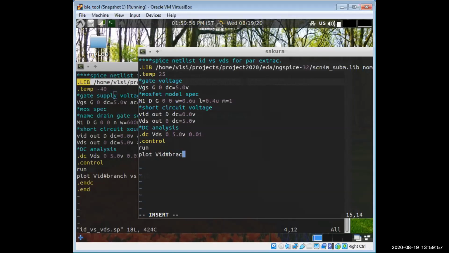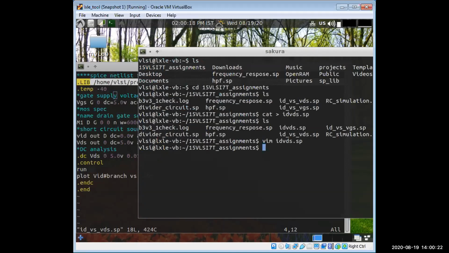VID branch current versus the voltage VDS, and the control current command, then .end. Save it by doing WQ and then ngSpice, name the file ID vds.sp.